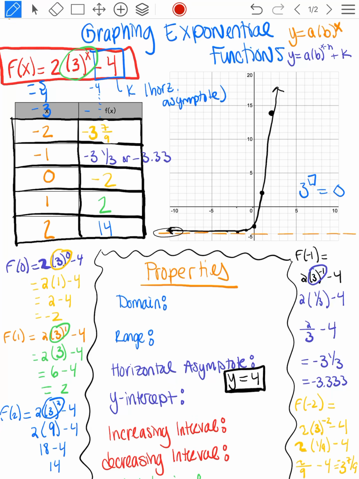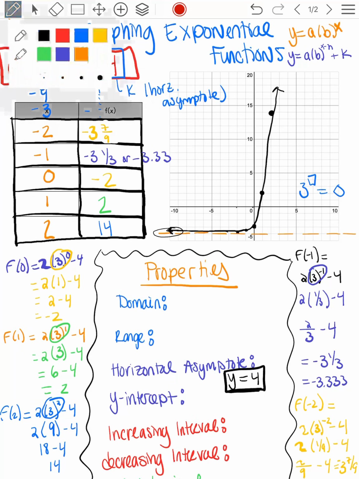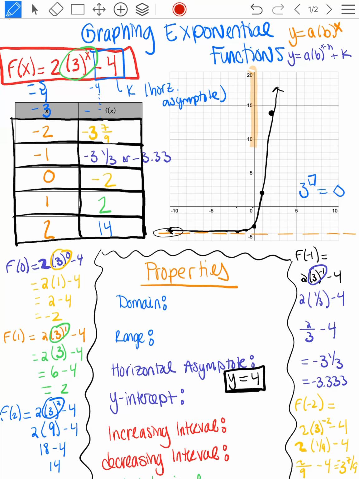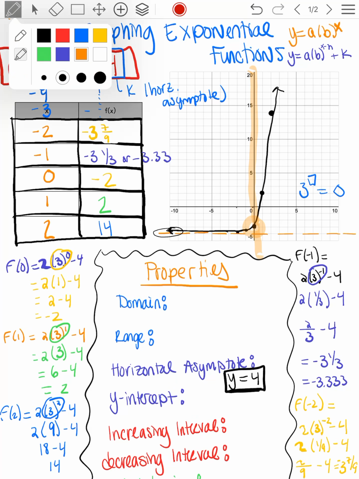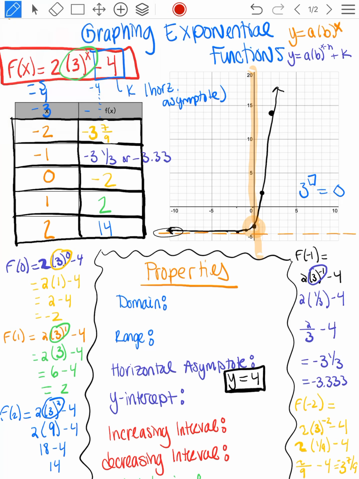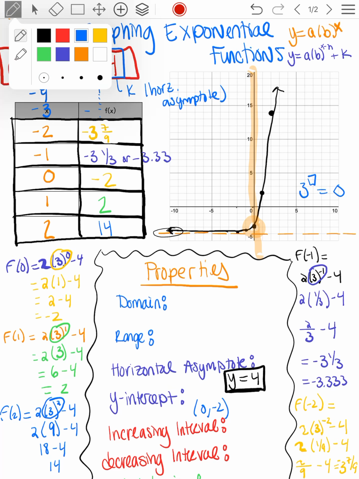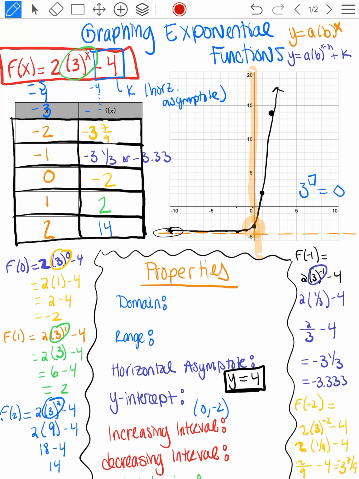My y-intercept, and I know I'm going in a little bit of a funny order, y-intercept just means where do you cross the y-axis? So, right, our y-axis is right here. Well, where did I cross it? I crossed it at this point, and that point was the value (0, -2). I can also locate that point in the table right here. So this is my y-intercept.